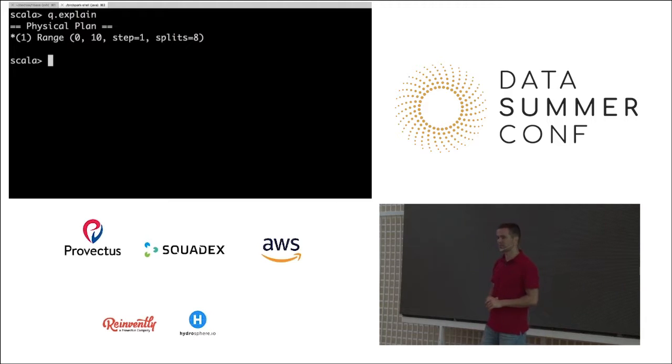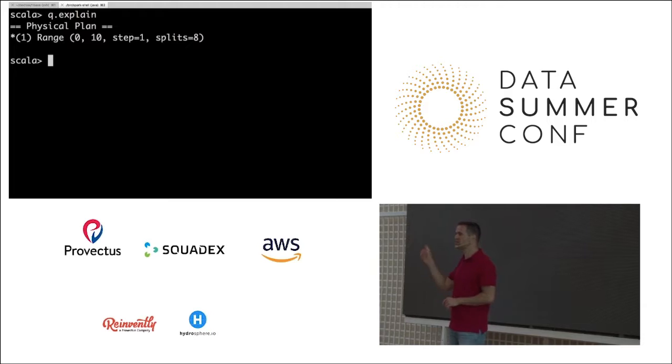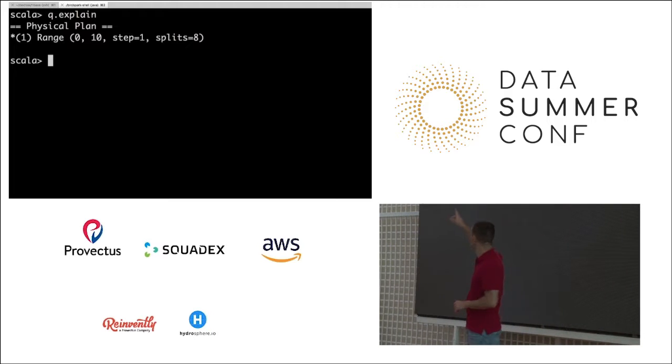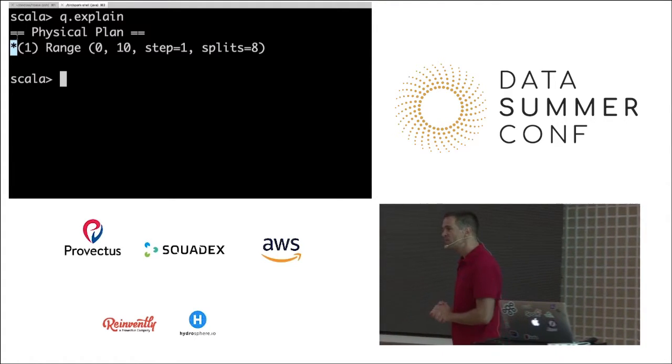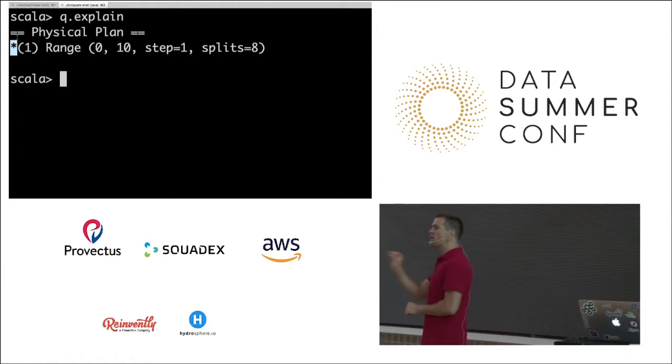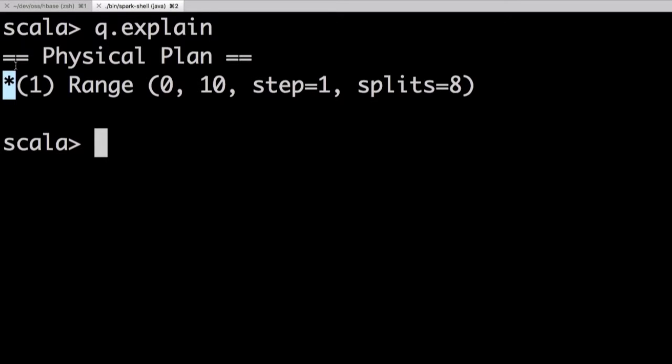What's this star? You see the star here? This is a star, definitely. Asterisk. What's that? For this, we got very low level code generated by Spark at runtime, and written in, what do you think?